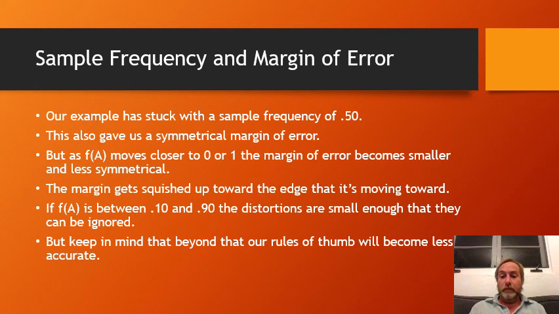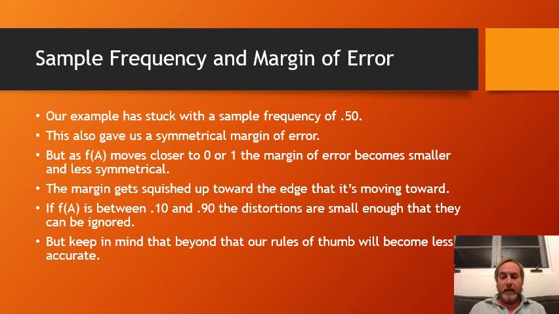Part of the reason we've been sticking with a sample frequency of 0.5 is because it gives us a nice symmetrical margin of error. It's not always the case that the margin of error is symmetrical. As the relative frequency moves closer to 0 or 1, like if you're finding 100% smokers or 100% males in your sample of smokers, or no males in your sample of smokers, you're going to get a less symmetrical margin of error. It's getting squished up towards the edge that it's moving toward.